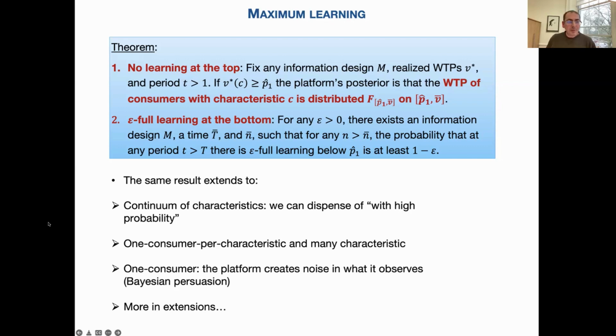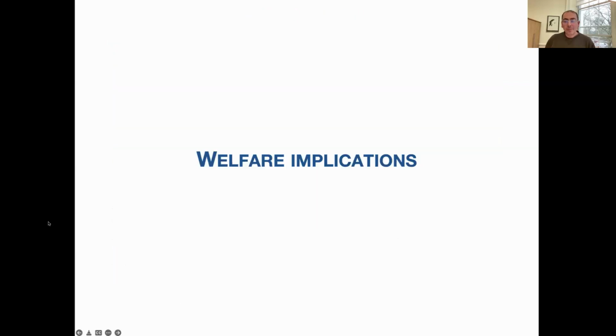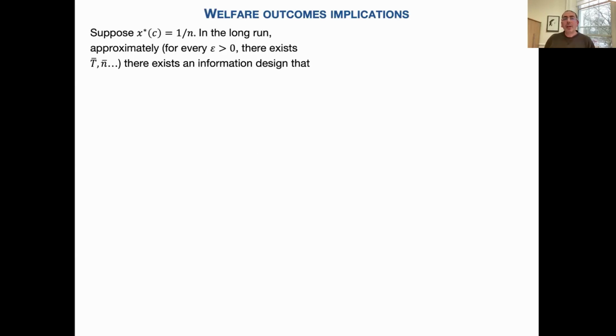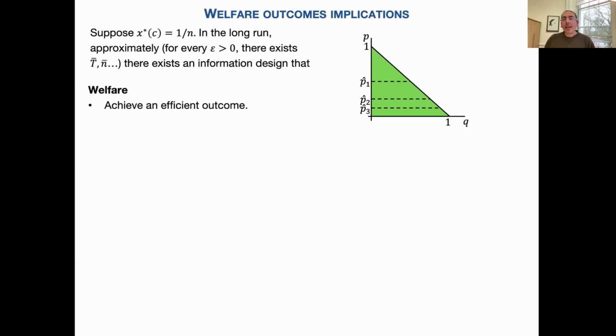There is something about the speed of learning that I am going to skip. Let me just give you the welfare implications of these results. First of all, it's clear that you start where there is inefficiency because consumers below P at 1 are excluded, and we have seen that there are a lot of information designs in which you can learn everything. So all the consumers are going to be included by these market segmentations.